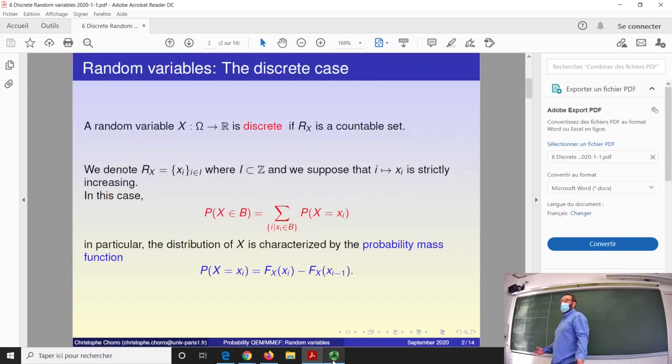So you have here exactly what I have said. If I have a mapping X from omega into R, this mapping is discrete if, by what I defined previously as the range of X, that is just the set of the X(w) such that w belongs to omega, I want this one to be countable.